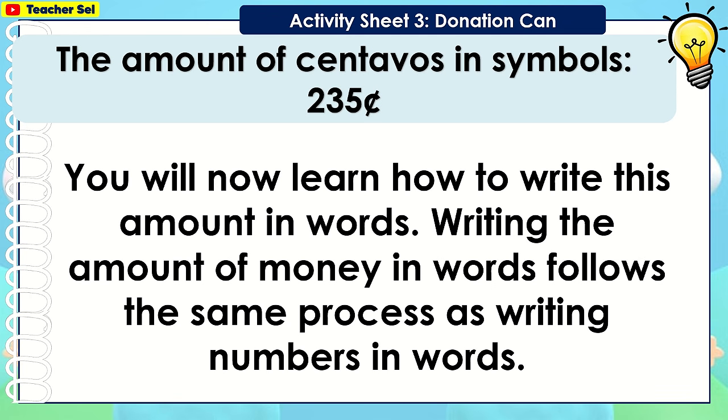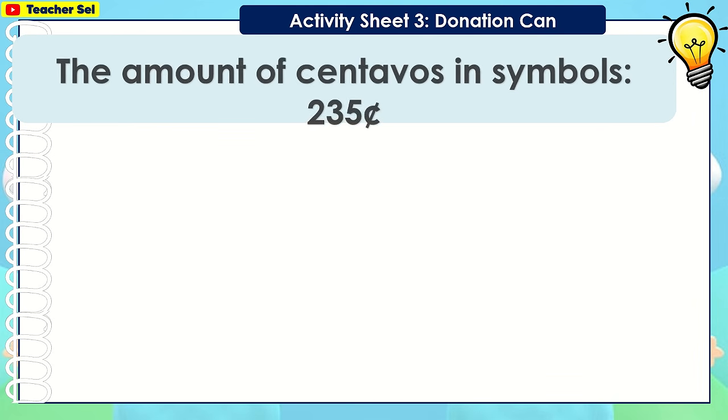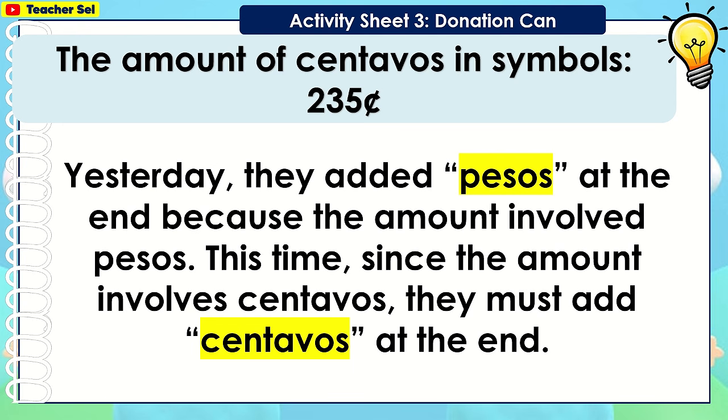Writing the amount of money in words follows the same process as writing numbers in words. Yesterday, you added pesos at the end because the amount involved pesos. This time, since the amount involved centavos, you must add centavos at the end.